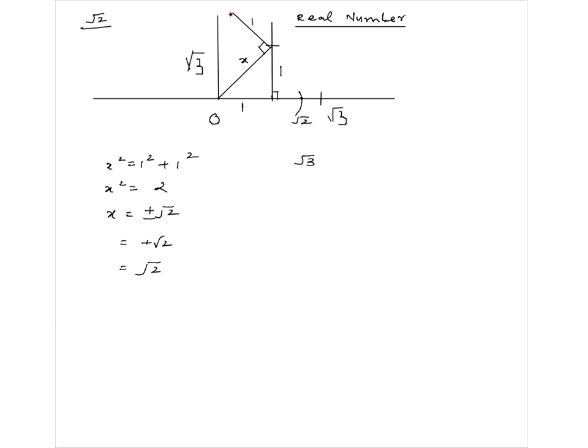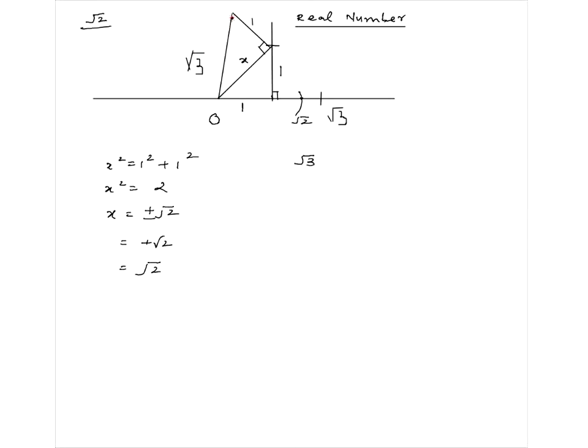Now join these 2 points. I will just rotate what is already there. Now using Pythagoras theorem, for this triangle you will find it to be root 3. If you have any problem with that, let me know.